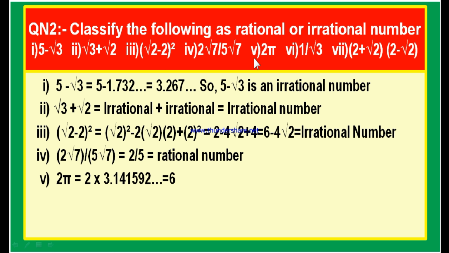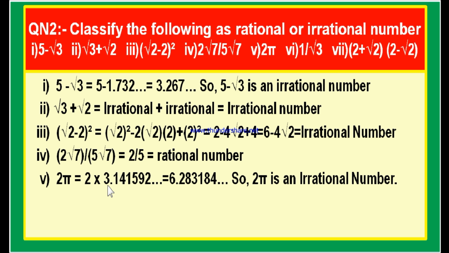Now fifth bit, 2 pi. What is the value of pi? Pi value is 3.141592 and so on. Please keep in mind, it is a non-terminating and non-recurring number. Pi value is not 22 by 7.